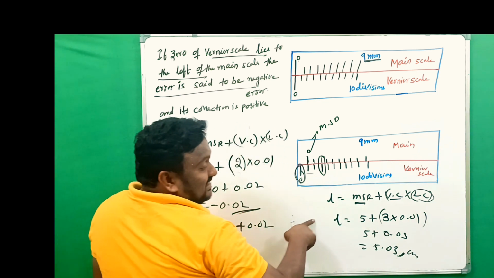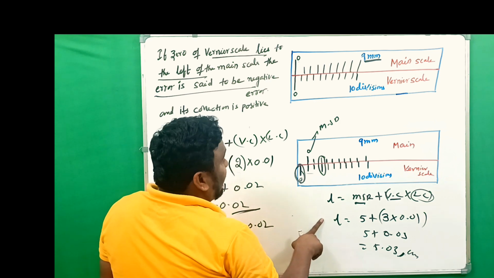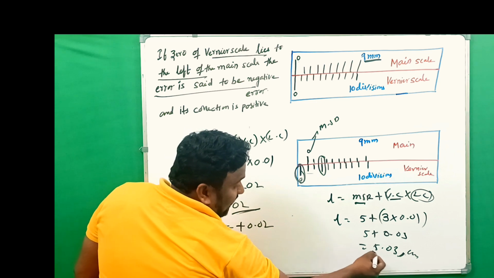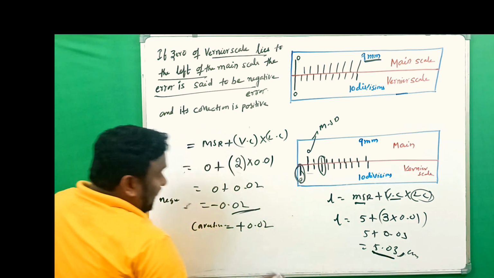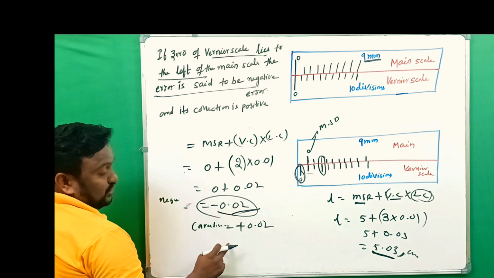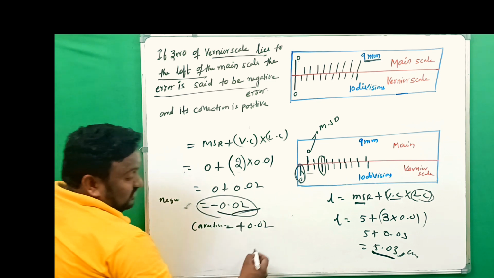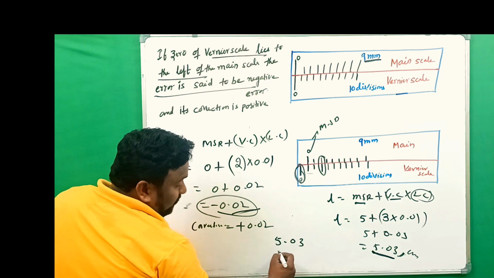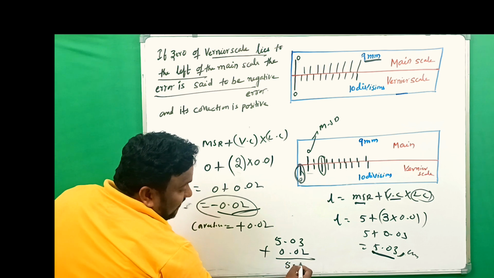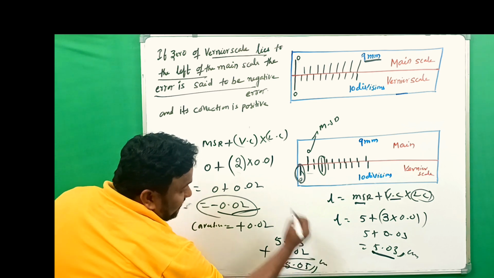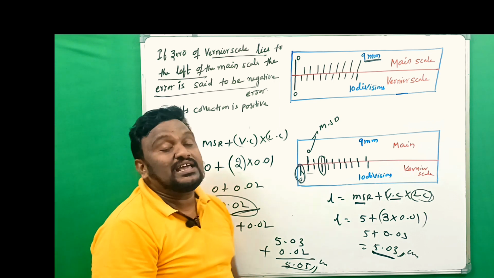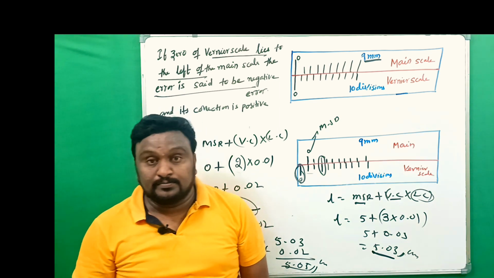We are doing the experiment with a vernier calipers that has negative error. Then what you got is L equal to 5.03, and there is already some error in the instrument. How much is it? Minus 0.02. Then what you have to do? We have to do the correction. So 5.03 plus 0.02. Then the correct value is 5.05 centimeters. In this way we can do the calculation when the vernier calipers has negative zero error.